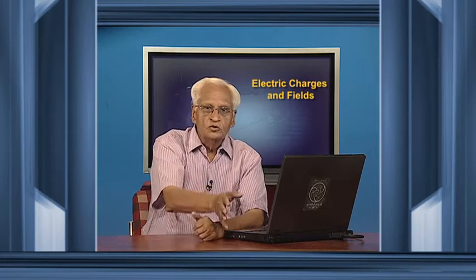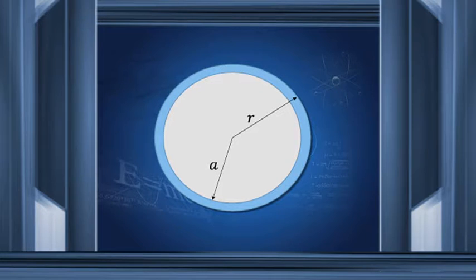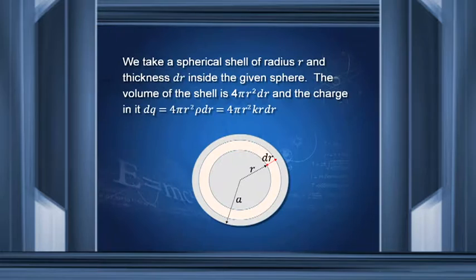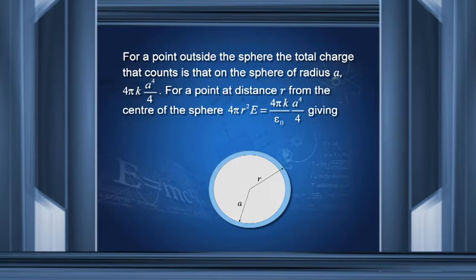Now, for a point outside, the whole charge is inside. And what is this charge? Again, remember this, we can draw a shell, and this is 4 pi r squared k r dr, that is the charge. Now, if I integrate from 0 to a, I get the total charge, 4 pi k a 4 by 4, that is the charge inside. And again from Gauss theorem, 4 pi r squared E is equal to 4 pi k a 4 by 4 divided by epsilon 0. So, therefore, E outside is k a 4 by 4 epsilon 0 into 1 by r squared.